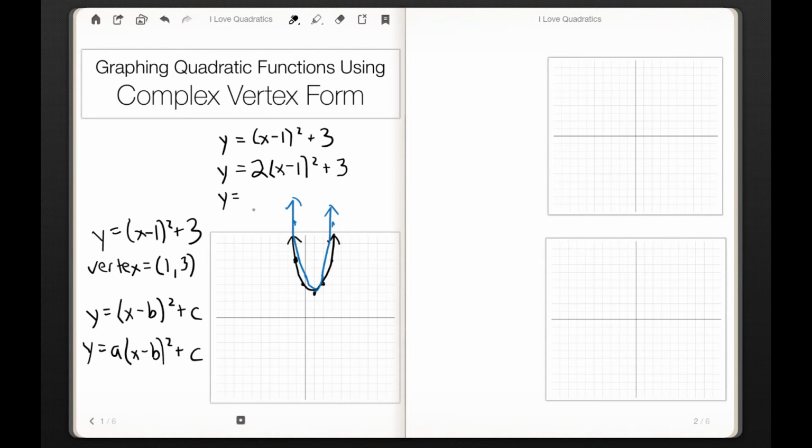Now what if we had the a term is -2? Well, what that's going to do is it's still going to be twice as steep, but now it's going in the negative direction. So we still, again, start at the same vertex right here, but now instead of going up by 2, we're going to go down by 2. And instead of going up by 6 on the next one, we're going to go down by 6.